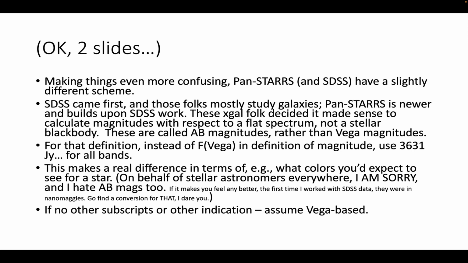If you are in a situation where they haven't told you for sure whether it's a Vega magnitude or an AB magnitude, you can probably safely assume it's Vega-based, but you should check and make sure. You should check the documentation for whatever survey or paper you're working with to try to make sure that it's a Vega magnitude and not an AB magnitude.